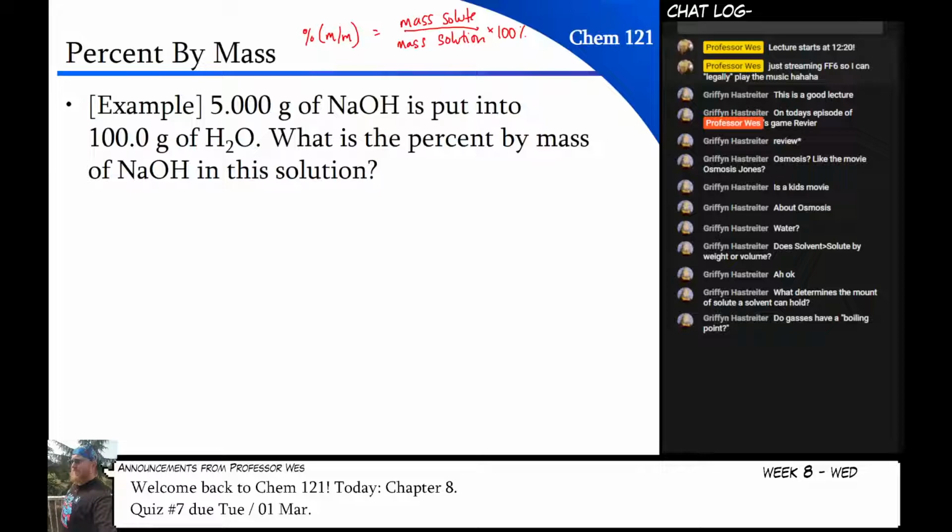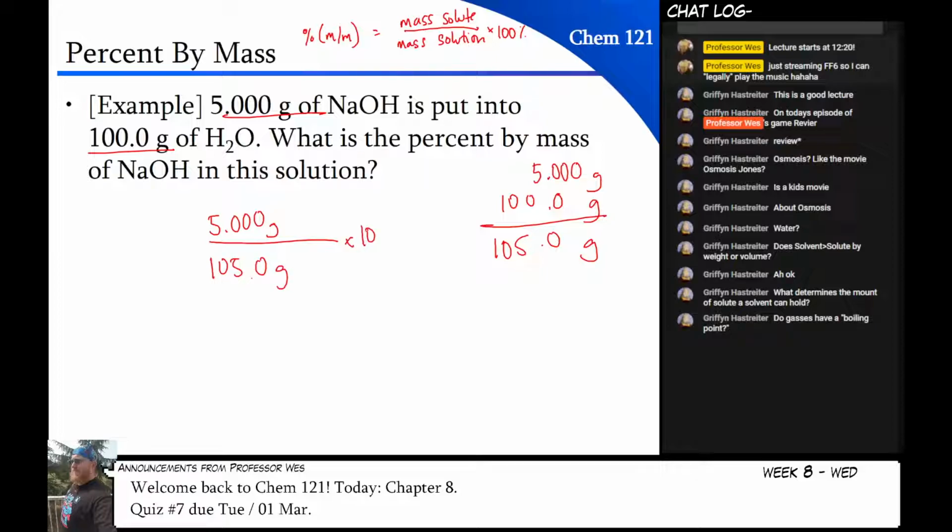All right. So let's go over the solution here. In order to calculate this, we need the mass of the solute. So that's pretty straightforward. It's 5 grams. Then we need the mass of the solution. Well, the mass of the solution is the solute plus the solvent, right? So that would be 105 grams, times 100%. So we get 5 divided by 105, which is actually slightly less than 5%.